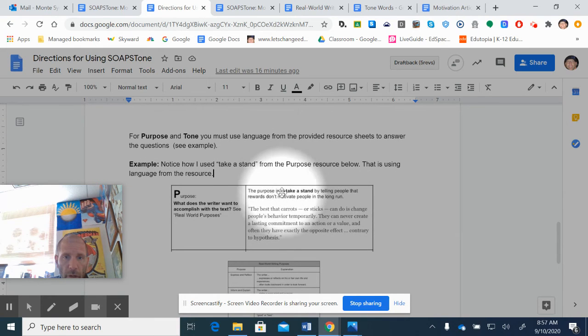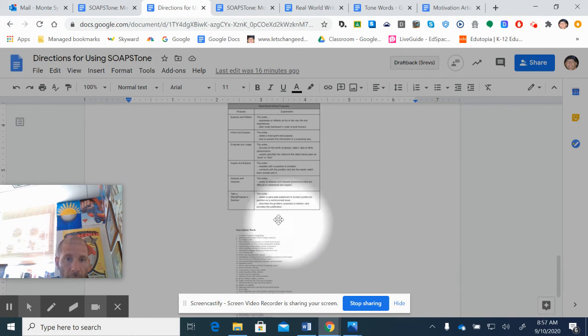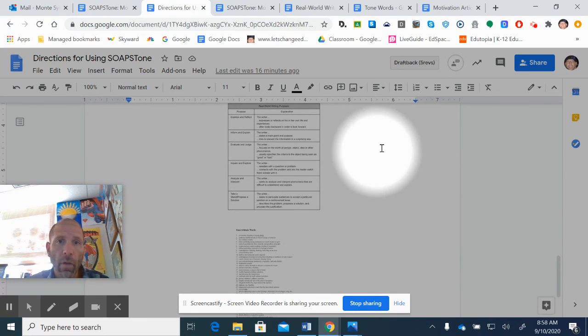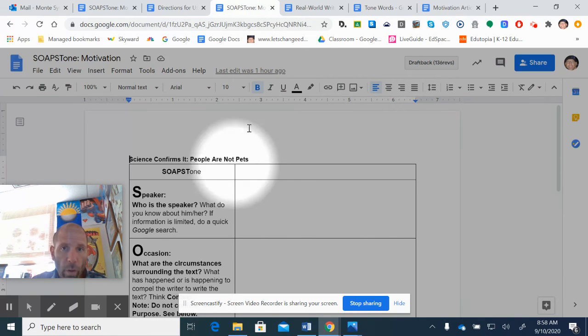So you'll notice here in my answer, the purpose is to take a stand, and that's why that's bold, by telling people that rewards don't motivate people in the long run. And then here is my discovery quote that goes on to back that up. But what I'm trying to show you here is I have to use take a stand in this answer because I found take a stand down here. So you have to use that language. Really quickly, I'm going on longer than I want here, and I hate doing that. So I'm sorry. This is your template.